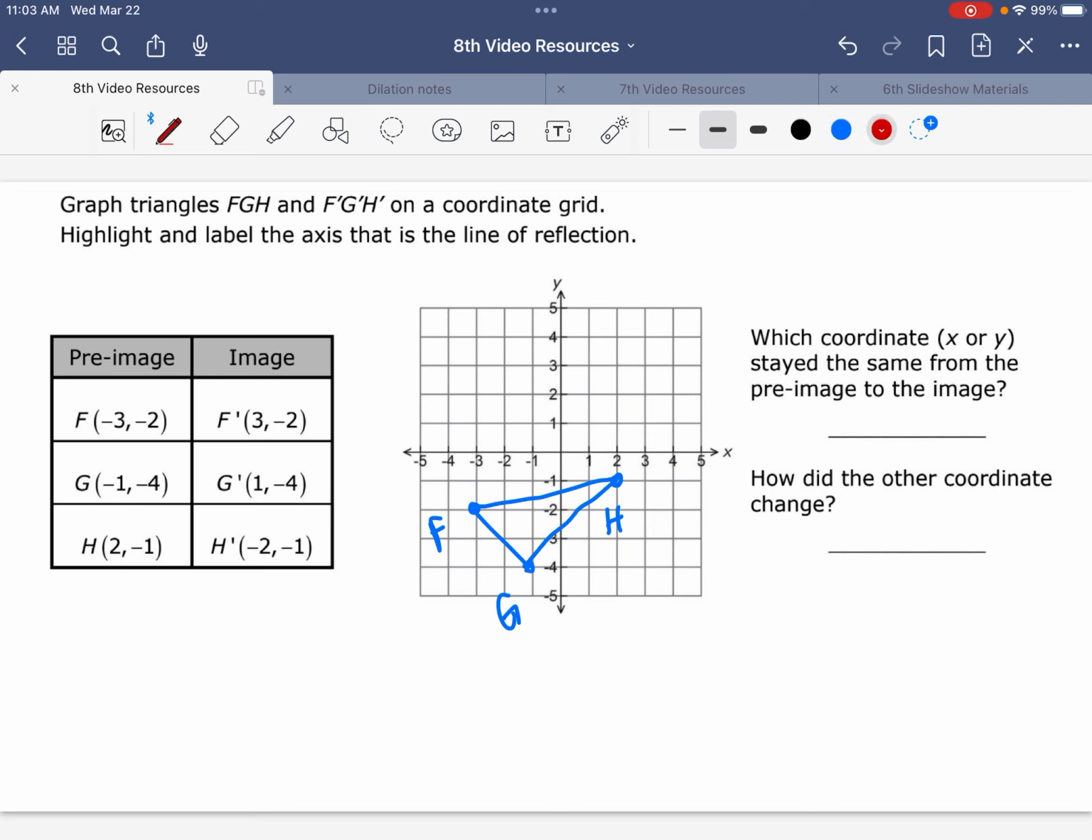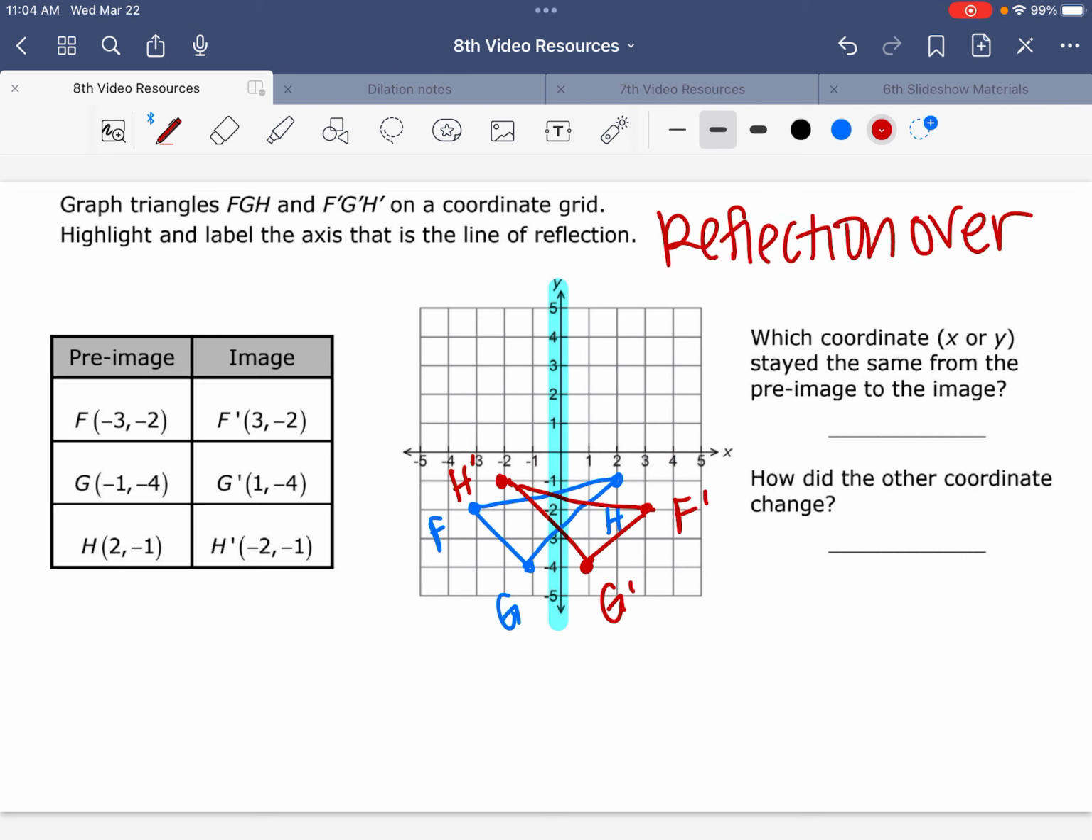And then F' is at 3, -2. G' is at 1, -4. And H' is at -2, -1. So we want to highlight and label the axis that's the line of reflection. So this one is a little different than what we just looked at, because now I'm not flipping this over the x-axis, I'm flipping this over the y-axis. So this is a reflection over the y-axis.